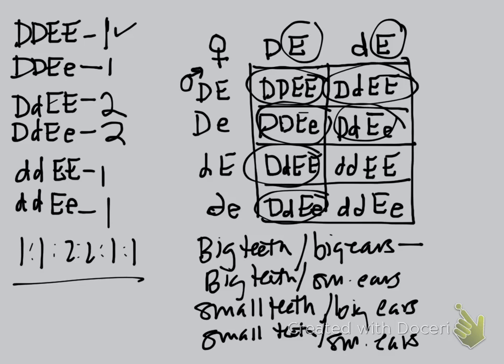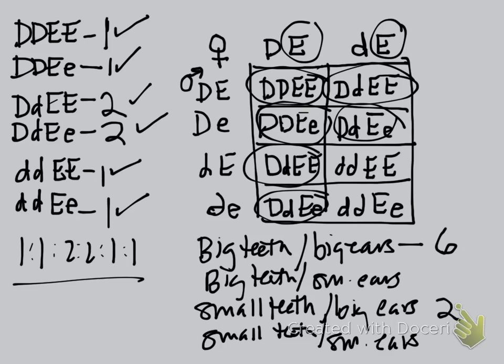Well, that's a big teeth, big ears. That's a big teeth, big ears. So's that, so's that. Huh, 6. What do you know? What are these? Small teeth, big ears. And these are also small teeth, big ears. Look at that, 6 to 2. So it's 3 to 1. Basically, for every 3 offspring that have big teeth and big ears, you expect to see roughly 1 offspring who has small teeth and big ears. Okay? Is this starting to feel clearer?